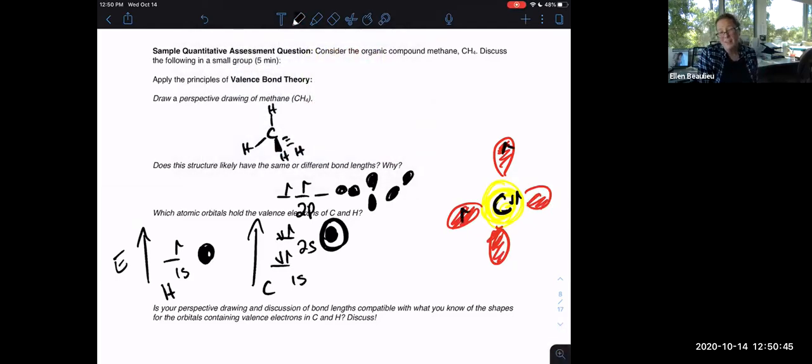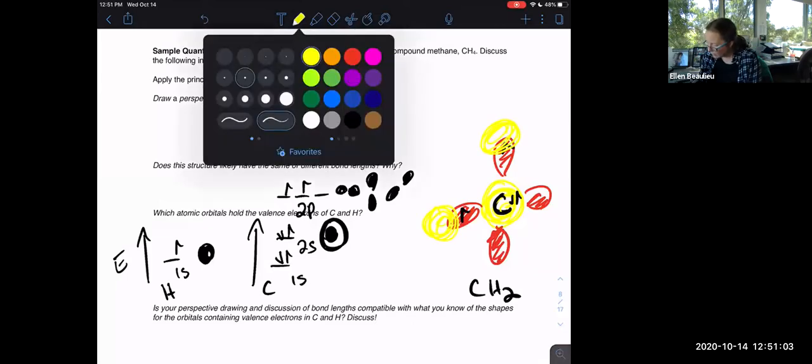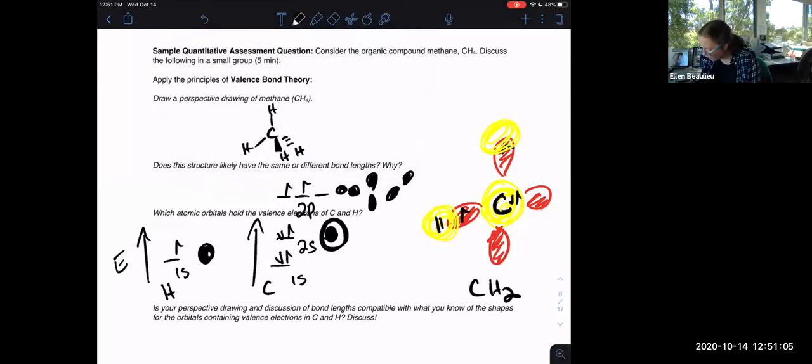So basically, if I were to use what I know about the atomic structure of carbon, what would be the formula for methane? CH2. It seems like it only wants to overlap with 2 different hydrogen atoms because those hydrogen atoms each have 1 electron to buddy up with that carbon electron. Is that what we observe?